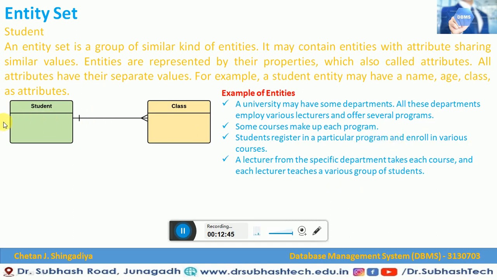And you know now what is entity set. Let me explain once again for the entity set. An entity set is nothing but a group of similar kind of entities. It may contain the entities whose attributes share similar values. And this is how you can describe the examples here. You can see the student entity set example is given, where student and class example is explained here for the university. So this is what entity set.